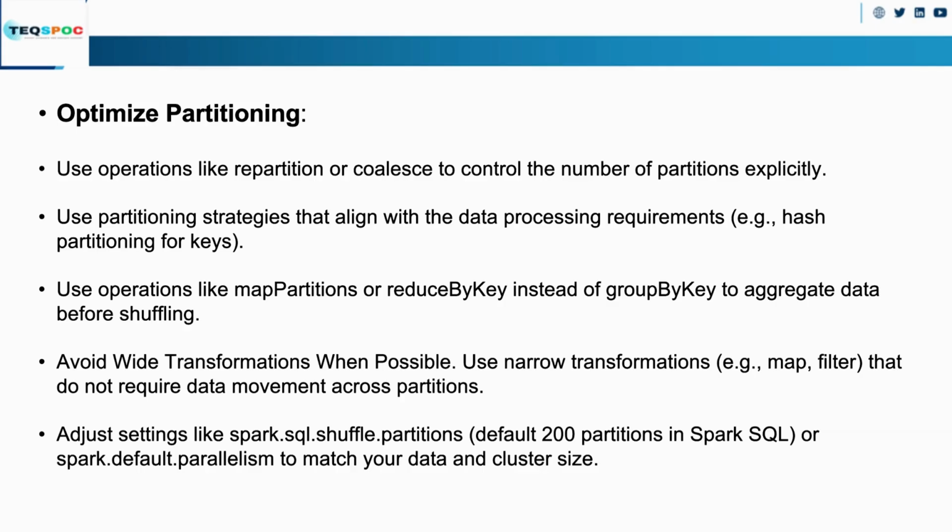All right. As I just mentioned, there would be 200 default partitions created while the shuffle operation happens. Now you see two different configurations. One is spark.sql.shuffle.partitions. The other one is spark.default.parallelism. They both do the same.